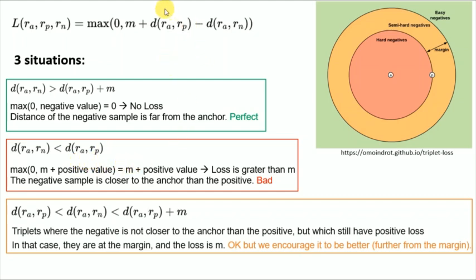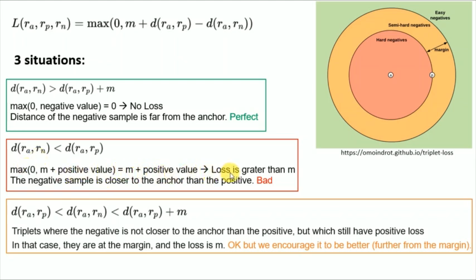When this value is bigger than this value, so when the distance between the anchor and the positive is bigger than the distance between the anchor and the negative, then when you subtract a smaller number from a bigger one, you'll just get a positive value, right? And again, you're adding your m here. So you have m plus whatever this positive value is. Therefore, you'd get the maximum between 0 and m plus the positive value. So the maximum is, of course, m plus the positive value.